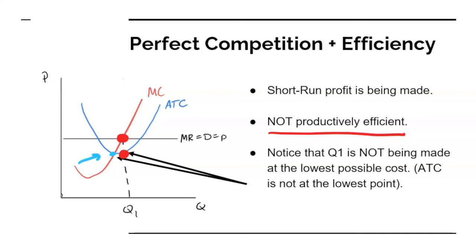Are they allocatively efficient? Yes. No matter where you are, short run or long run, with perfect competition, a firm is always allocatively efficient because a firm is always going to be producing where marginal revenue equals marginal cost. However, if the firm is in the short run, it doesn't matter whether they're making a profit or a loss, the firm is never going to be productively efficient. A firm is only productively efficient in perfect competition in long run equilibrium, where price or marginal revenue equals the minimum of the ATC.